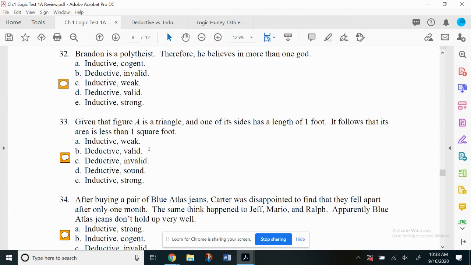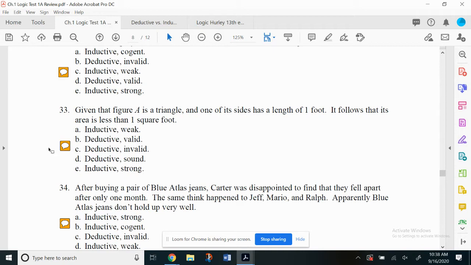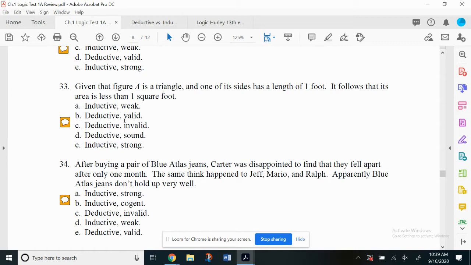33, you can push pause, you can think about it. Okay, we're back. 33 is C. This is deductive, invalid. Okay. 34, deductive, invalid. By the way, going back to 33, we know it's deductive because it has some mathematical kind of language, but does it follow necessarily if this is the possible conclusion? If we grant that that's the case, does this follow necessarily? No, something else is needed, some more information.